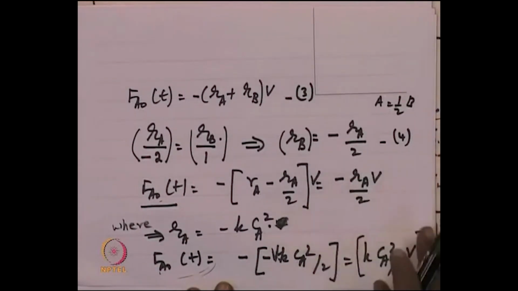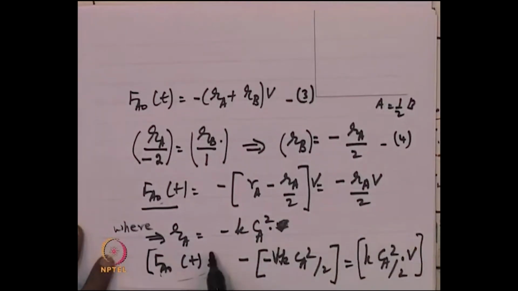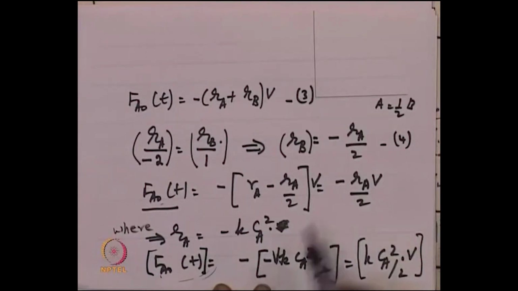Notice here that Ra is minus of k Ca squared, which is already given in the problem statement. Now, we can substitute for Ra here, so that we get the rate at which the material is entering the equipment, Fa0 of t, and how it must change with time, which is k times Ca squared V divided by 2. There are 2 minus signs here. So, Fa0, which is a function of time, must be k times Ca squared by 2 times V.